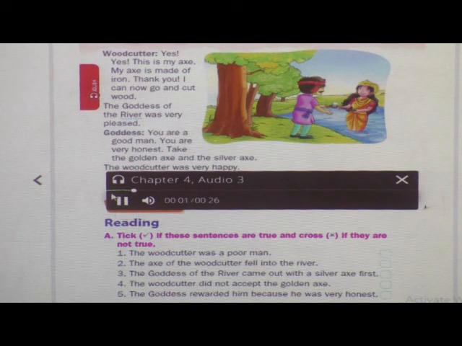"Yes, this is my axe. My axe is made of iron. Thank you. I can now go and cut wood." The goddess of the river was very pleased. "You are a good man. You are very honest. Take the golden axe and the silver axe." The woodcutter was very happy.